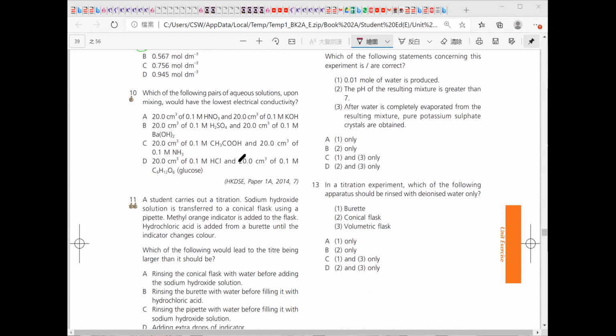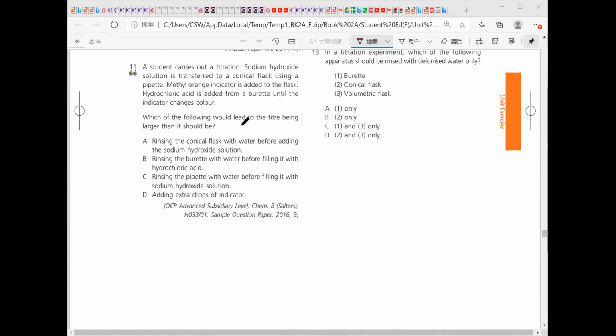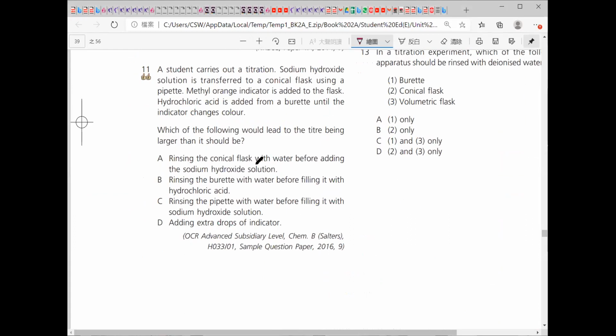Question 11. A student carries out a titration, any of which is transferred to a conical flask using a pipette. Methyl orange is added to the flask, and then HCl is added from the burette until the indicator changes color. Which of the following would lead to the titer being larger than it should be?